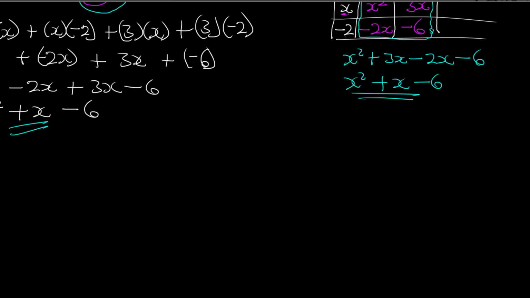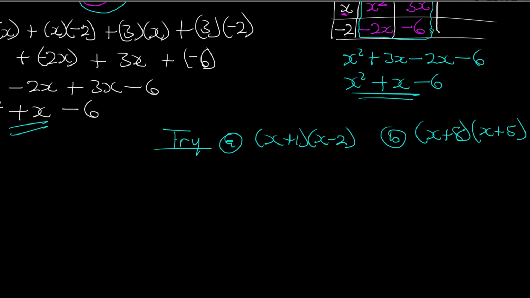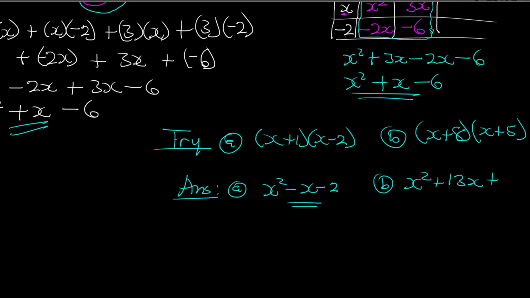Now I put an example for you to try, and you can pause the video, try these examples and see if you would get the answers. I'll put the answers down soon. Okay, so the answers for A would be x squared minus x minus 2. That is the answer for A. And B, the answer is x squared plus 13x plus 40. I hope you got the answers correct.